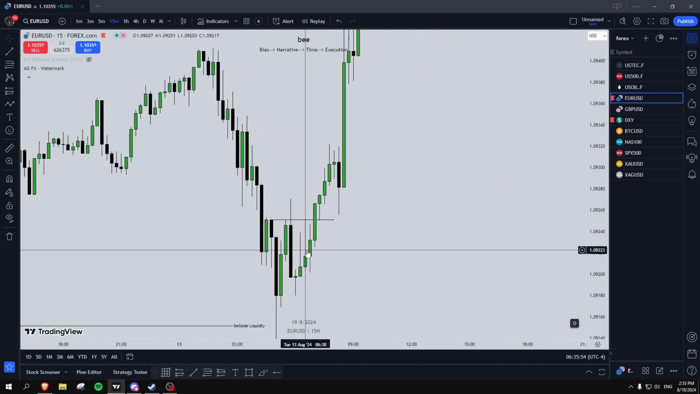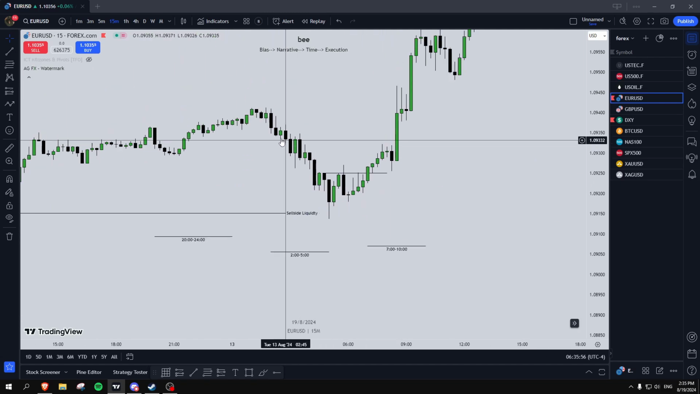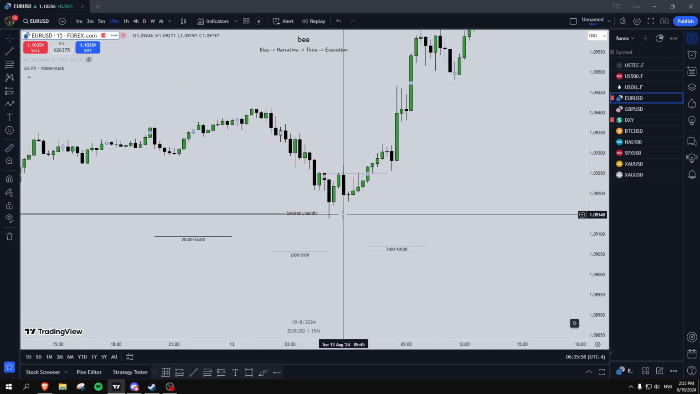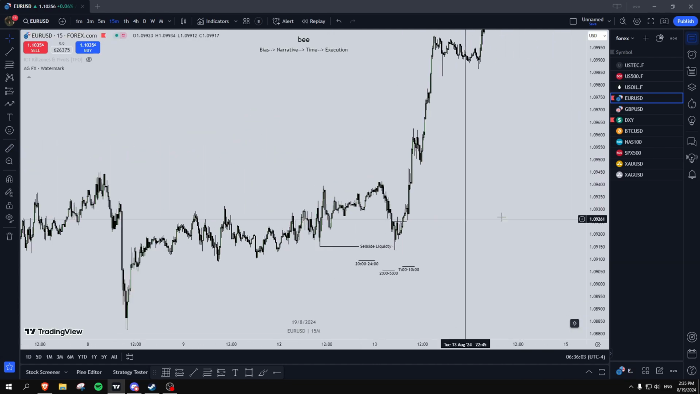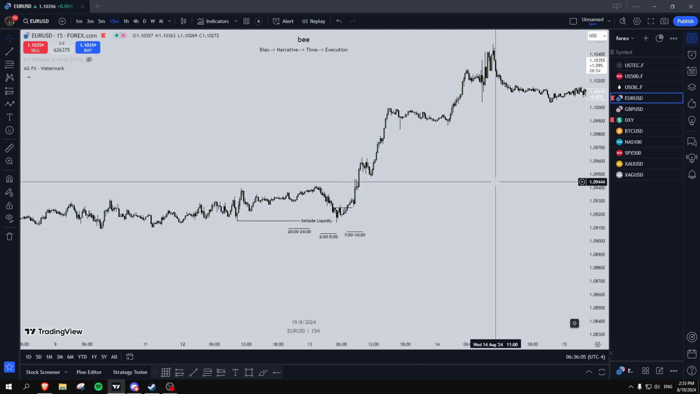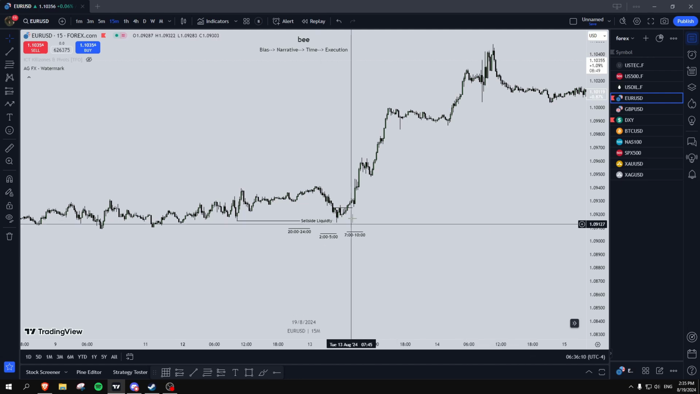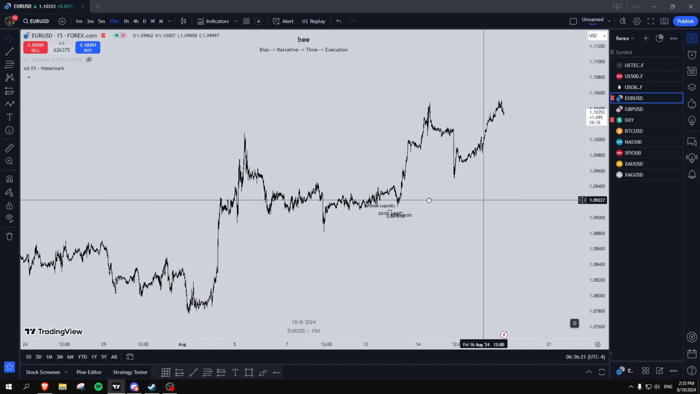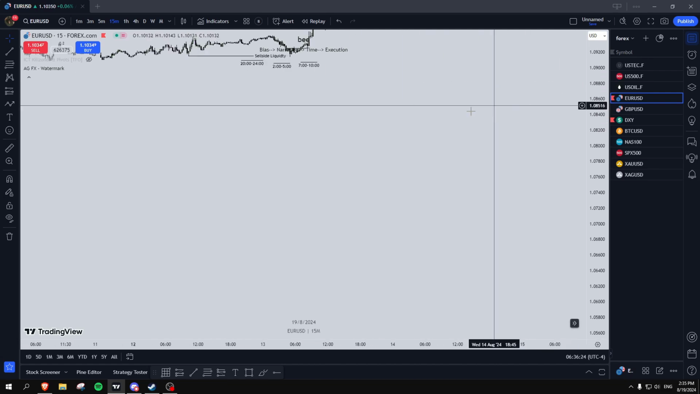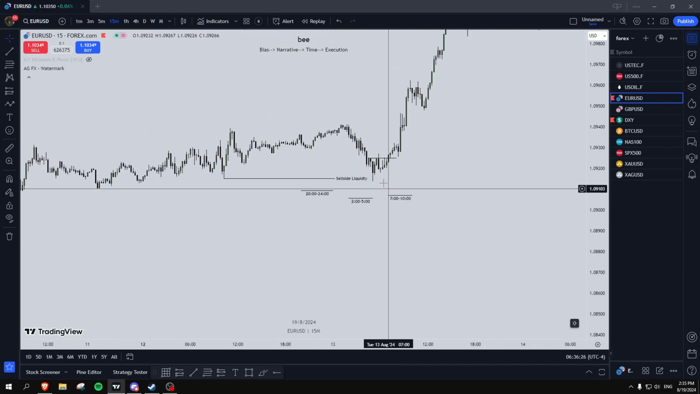So at around 7 o'clock, when the London session made the low of the day, it's Tuesday as well. As I told you, the London session can make the low or high of the week as well. Tuesday and Wednesday are probably 70 to 80% likely to make the low or high of the week. As you can see, the London Judas made the low of the week here. The London session made the low of the week on Tuesday.